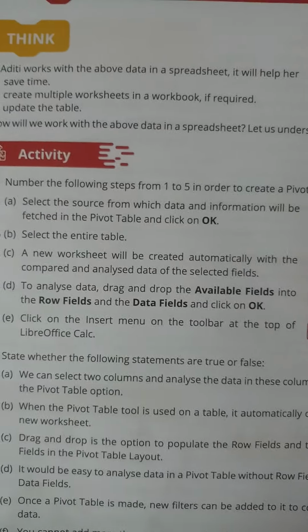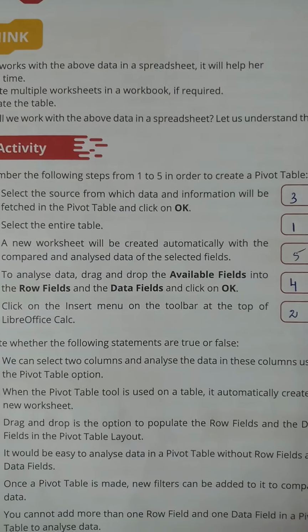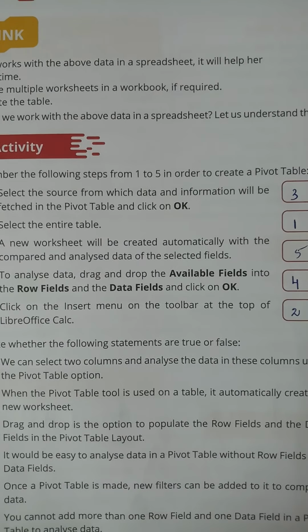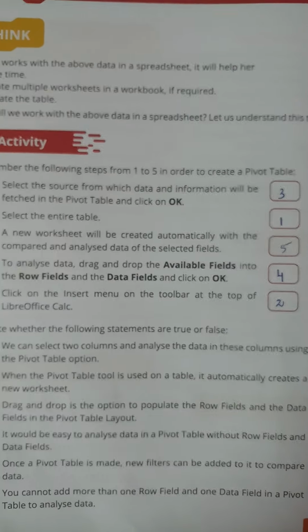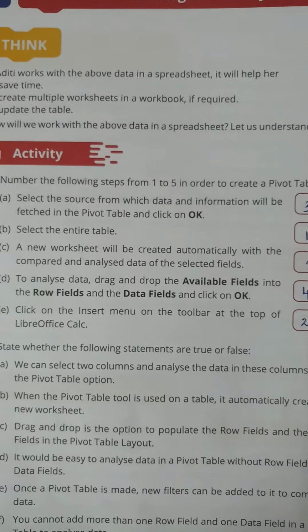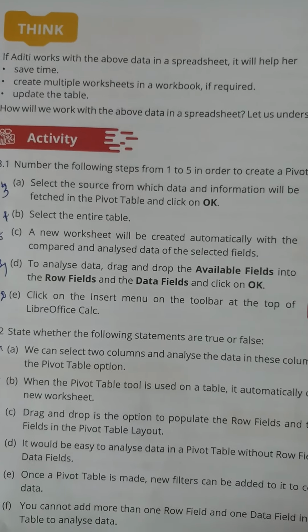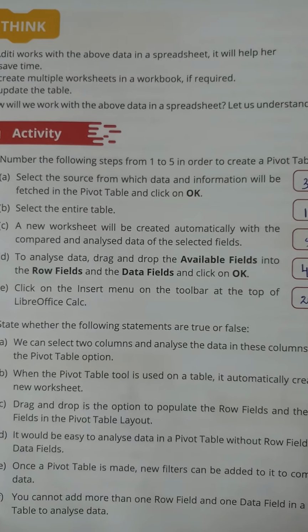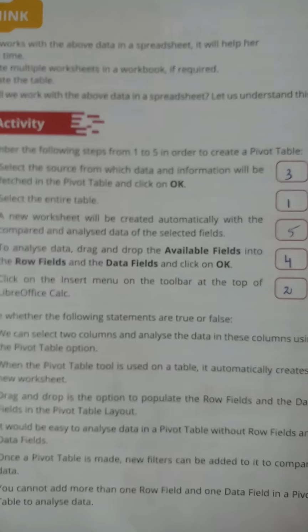And the next, state whether the following statements are true or false. We can select two columns and analyze the data in these columns using the pivot table option. This is true, okay, because we can select two columns, more than one column. Okay, we can't select a single column, but we can select two or more columns and analyze the data in those columns using the pivot table option.